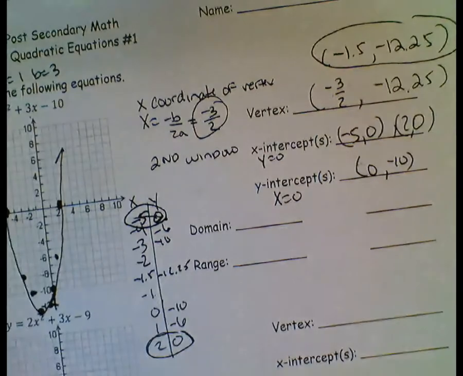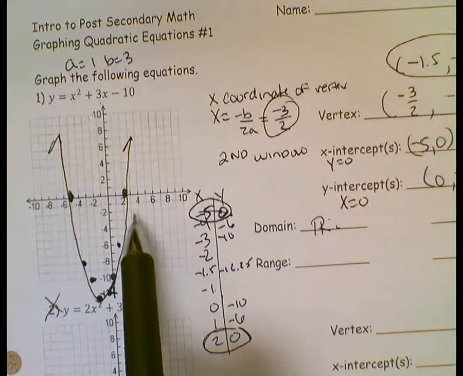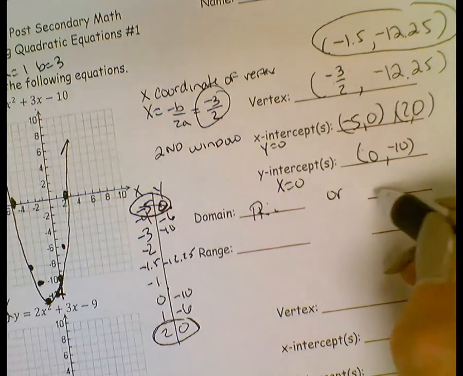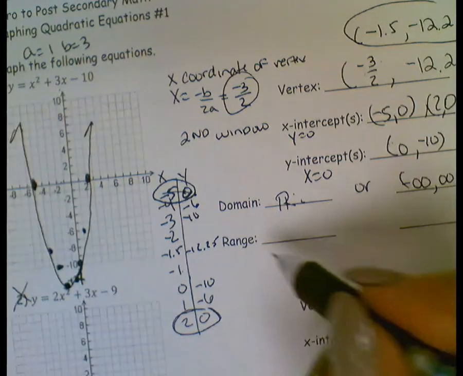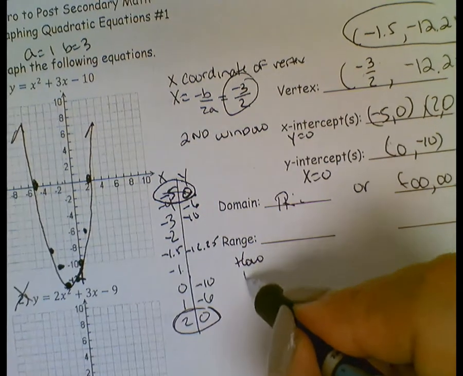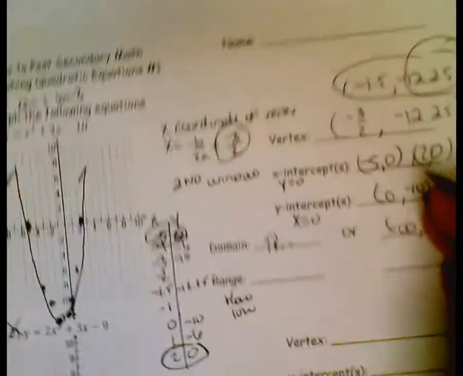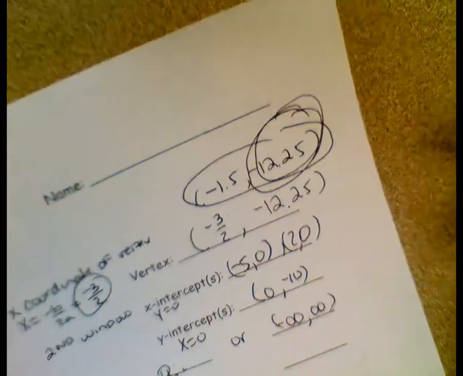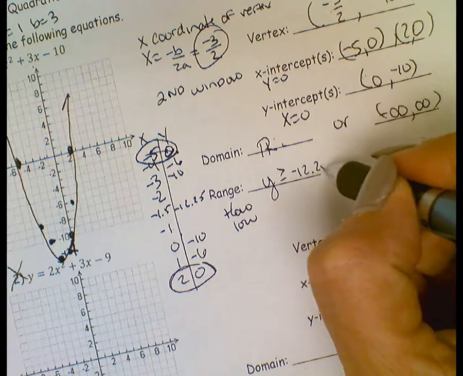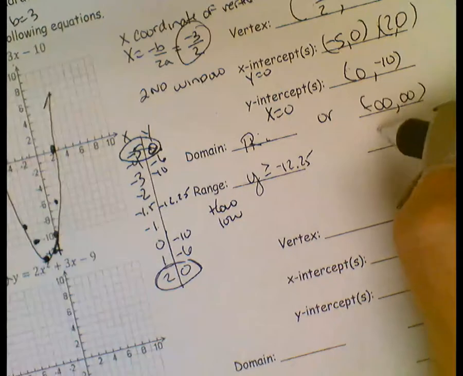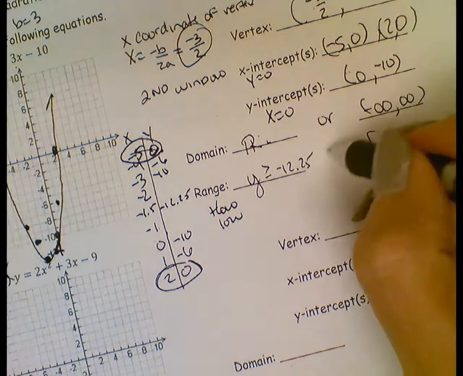Okay? Now all you have to do is answer the domain questions. Your domain is all real numbers because it goes left forever and right forever. And you can either write that as all real numbers or negative infinity to infinity. I'll take either answer. Now the range is how low does it go? It goes to the y-coordinate of your vertex. So come up here. Remember that y-coordinate of your vertex, negative 12.25? That's how low it goes. So it's everything greater than that, because that's your lowest point. You can write it like that, or you can write from negative 12.25 to infinity. And there you go.